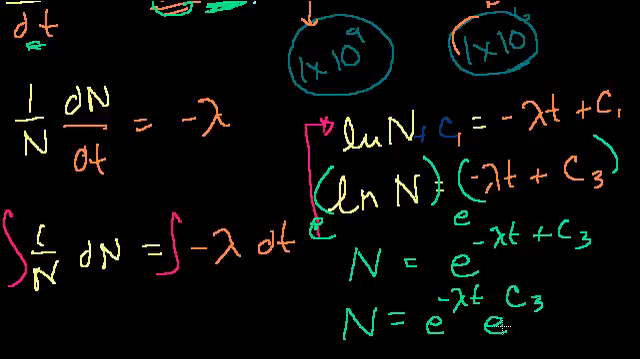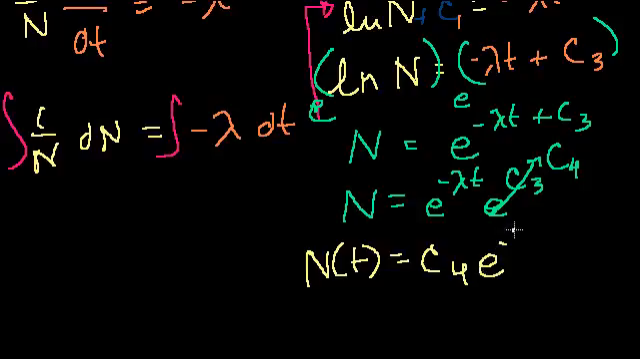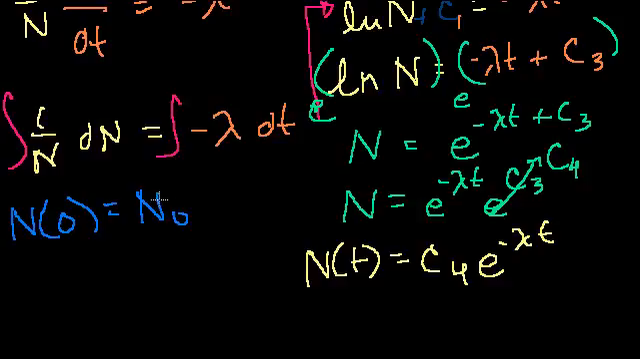And now once again, this is an arbitrary constant, so we can just rename that as, let me rename it as c4. So our solution to our differential equation, n as a function of t, is equal to c4 e to the minus lambda t. Now let's say, even better, let's say that at t equals 0 we have n sub 0 of our sample. That's how much we're starting off with. So let's see if we can substitute that into our equation to solve for c4.